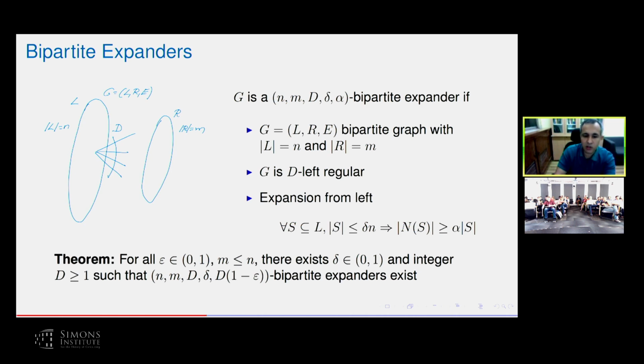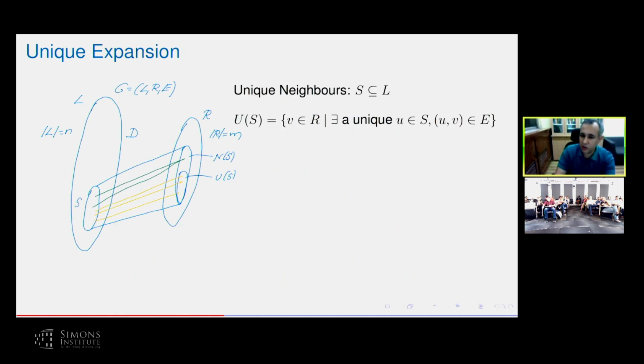So far, we're talking about expansion. We can then move on to something called unique expansion. Expansion refers to the set of neighbors of a given set S. Now I'm going to further take a smaller set and ask what are unique neighbors. In this graph, I've drawn on the left-hand side S and on the right-hand side N of S, which is the set of all neighbors. Within N of S, there is a smaller set of vertices, a subset of N of S, in which each vertex has a unique neighbor in S. That is, all the other neighbors in N(S) minus U(S) have at least two neighbors in S. We call this the unique neighbor set.